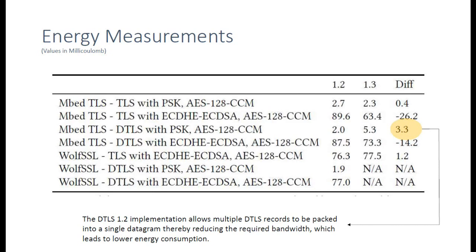Following the same logic, let us look at energy measurements. Ignore the detailed values and instead focus on the difference between 1.2 and 1.3. Overall, the improvements are pretty good. But what is the value shown in yellow? It turned out that the DTLS 1.2 implementation allowed multiple DTLS records to be packed into a single datagram, which led to a bandwidth reduction. The DTLS 1.3 implementation did not support that feature yet. Small details matter.